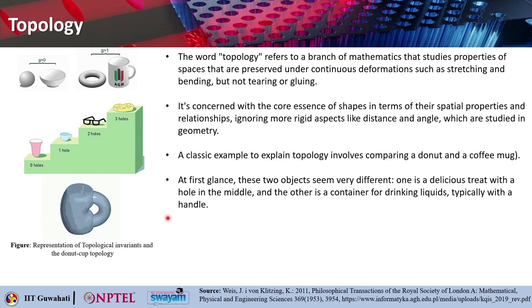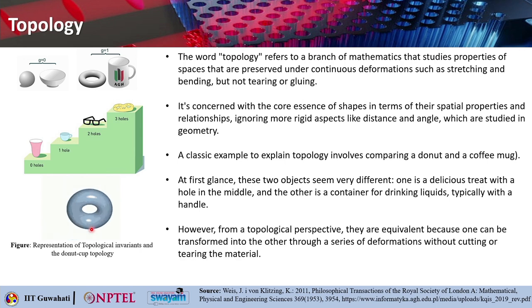So one is a very delicious treat with a hole in the middle, that's a donut, and the other one is a container for liquid, typically coffee, and it has got a handle. Now if you think of it from the topological perspective, you can see that they are basically equivalent. How? Because one can be transformed into another shape through a series of deformations without cutting or tearing the material, as shown here in the animation.